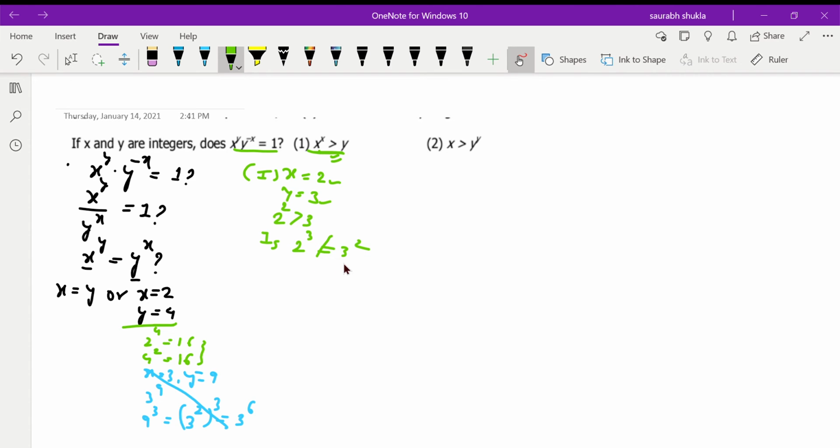Clearly it's not. This is 8 and this is 9, right? So what is the answer to your question here? Are they equal? Is it a yes or no? So by looking at this, we can say that the answer is no. No, they are not equal.